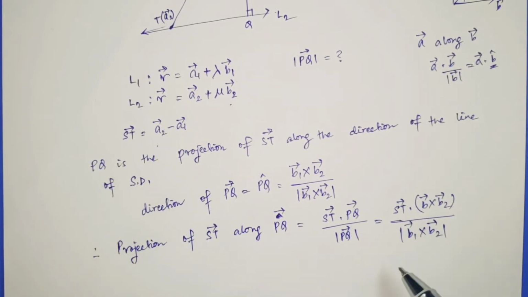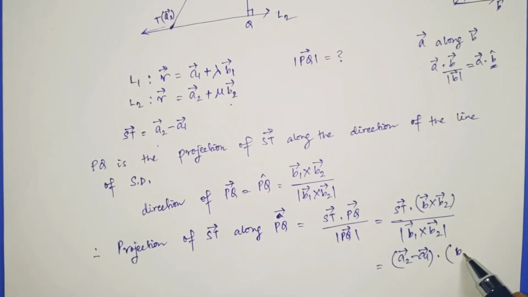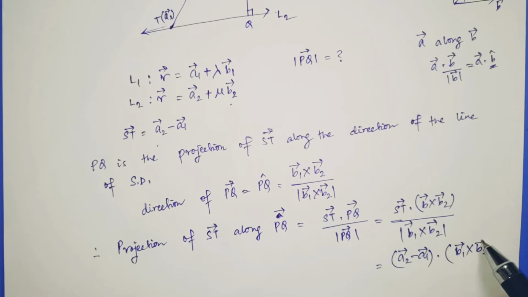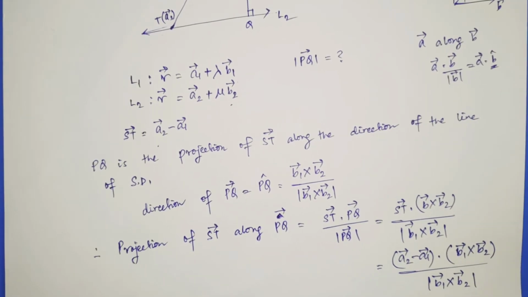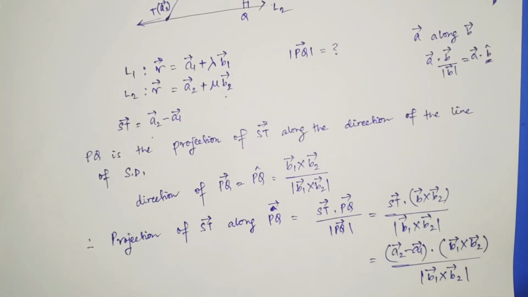And we already know what ST vector is. ST is A2 minus A1. So the formula will go like (A2 minus A1 vector) dot (B1 cross B2 vector) divided by the magnitude of B1 cross B2 vector. Understood? So that's how you find the shortest distance between two skew lines. Am I clear? In your book the derivation is too big. I think this is the best way of doing this one, and this is how you can easily remember it.